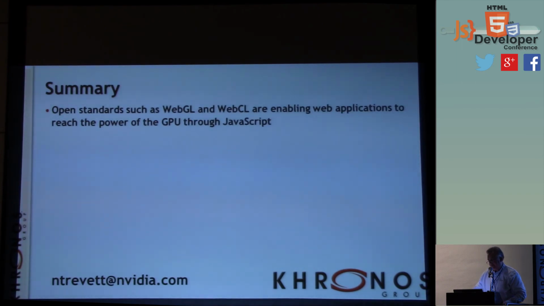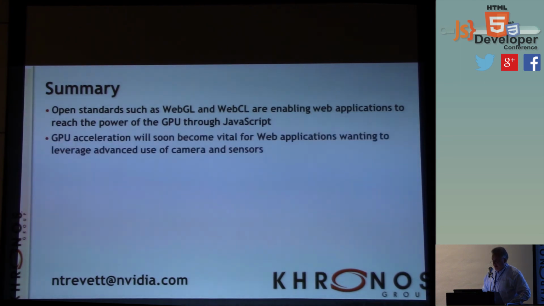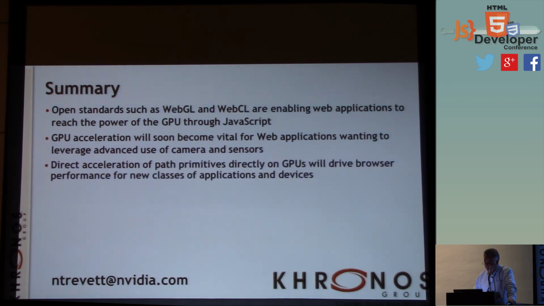So just a recap. Open standards such as WebGL and WebCL enable JavaScript developers to reach into the GPU for graphics and compute. We're going to need GPU acceleration soon for advanced web applications that want to do augmented reality vision applications, reaching into the sensors and cameras and vision acceleration that's coming in mobile devices. And we very much want to work with the web community to make that happen.